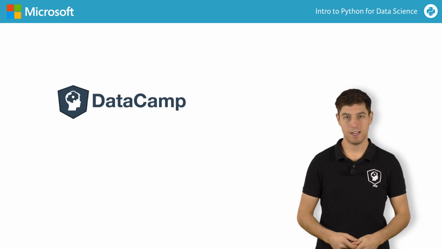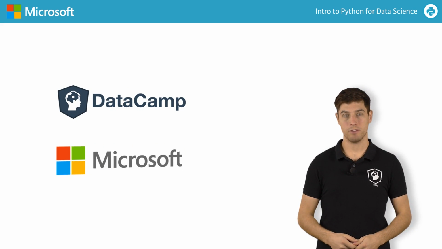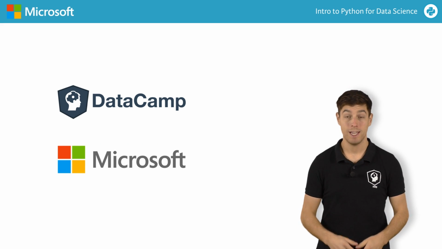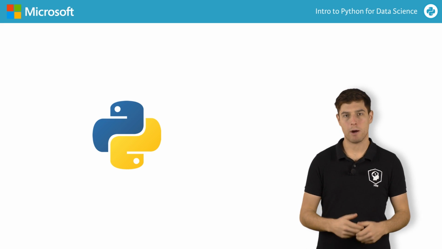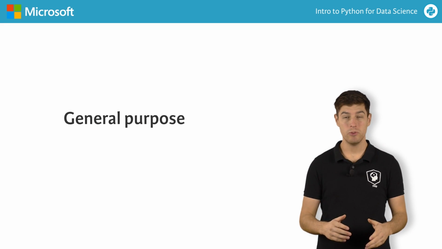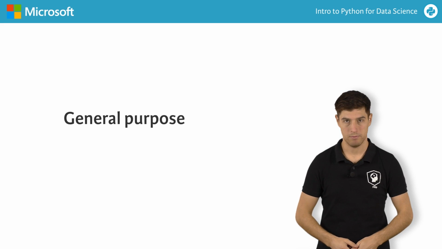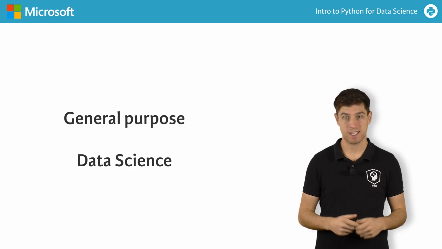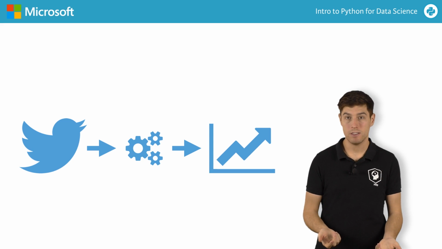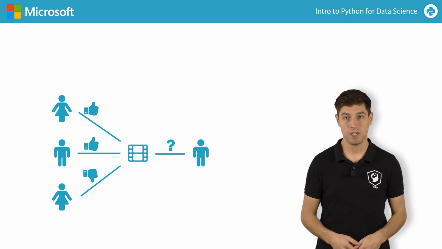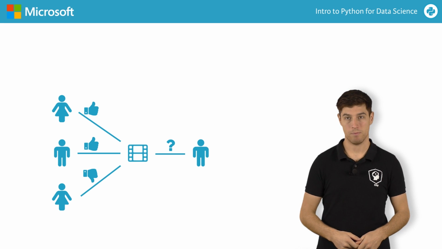DataCamp is an online data science school, and together with Microsoft, we have created a new course, Introduction to Python for Data Science. Python is a very powerful programming language that you can use to build practically any piece of software. But you can also use it to do data science. Model your sales data, do text mining on your latest Twitter feeds, or build the next movie recommendation engine. It's all possible with Python.